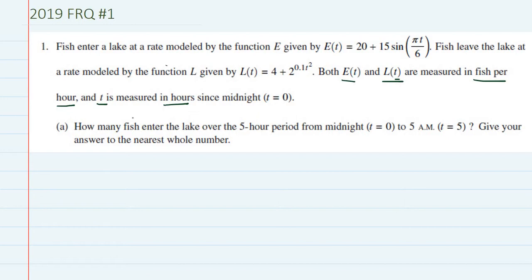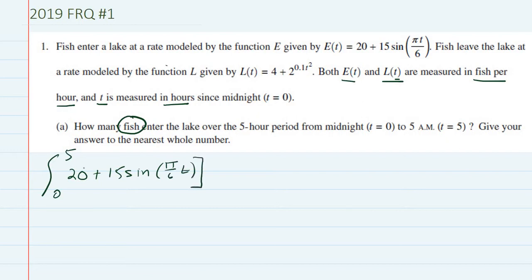I'm trying to calculate fish. That means if I have a rate in fish per hour that are entering, and I want to know how many fish, total units of fish, enter the lake over a certain period, I'm going to have to integrate. And I'm going to integrate over the time period specified from 0 to 5 of my function E of t. My function E of t is 20 plus 15 times sine of pi over 6 times t.